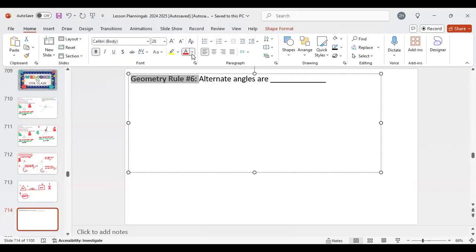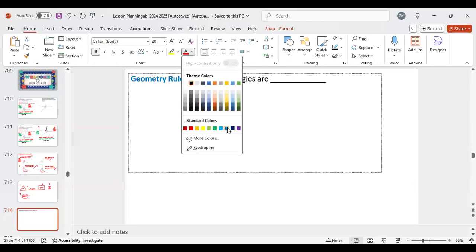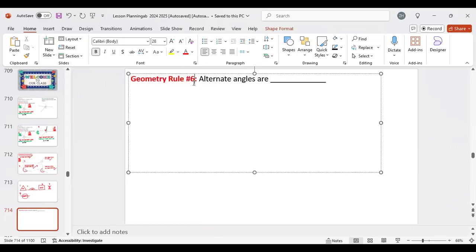I think they're opposite. You think they're opposite? Okay. Yes, and they're equal too. Opposite and equal. Okay, so opposite and they're the same. That sounds like vertically opposite angles. We aren't on vertically opposite angles anymore. We are on alternate angles.